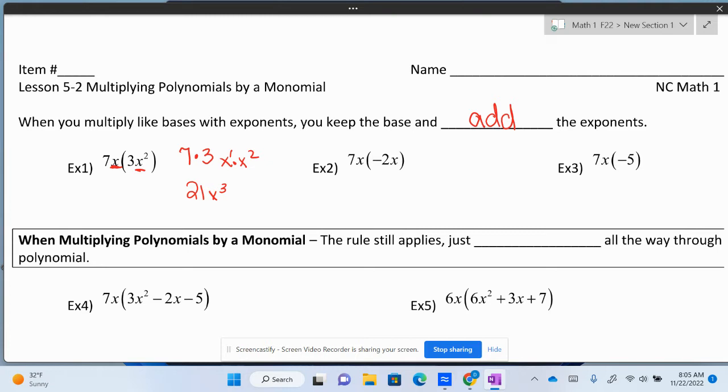The next one, again, we're going to multiply the constants. So I really have 7 times -2 and x times x. Those x's are to the power of 1. 7 times -2 is -14. X times x is x squared. Are we good with that? The last one, I have 7 times -5, and then I'm just multiplying by an x. So that becomes -35x.